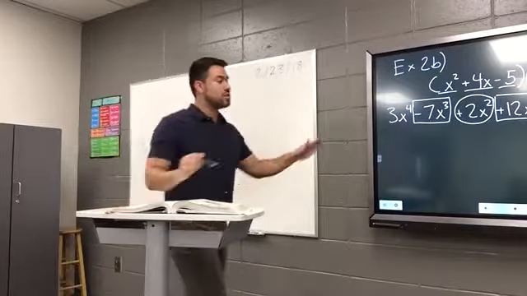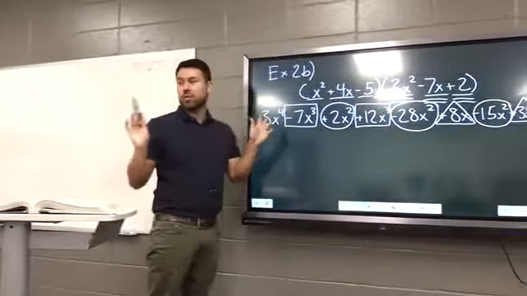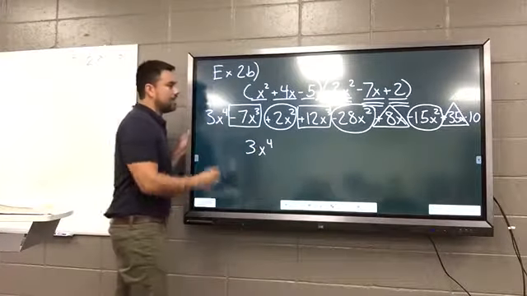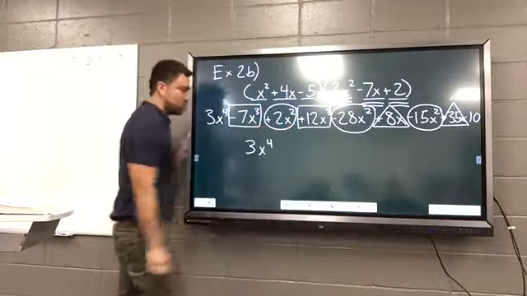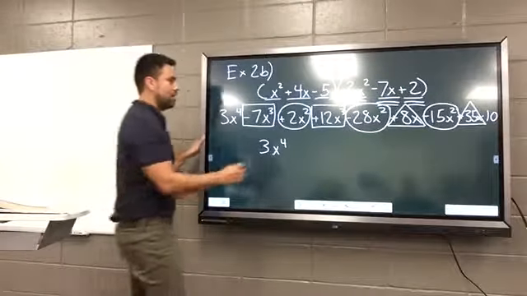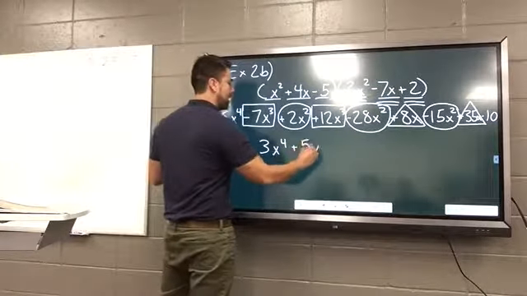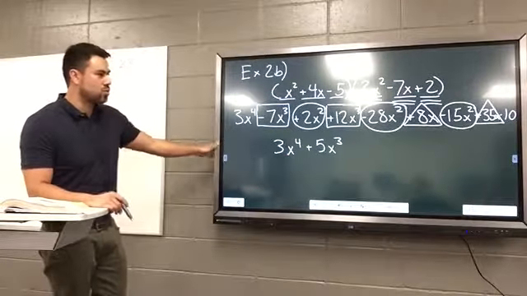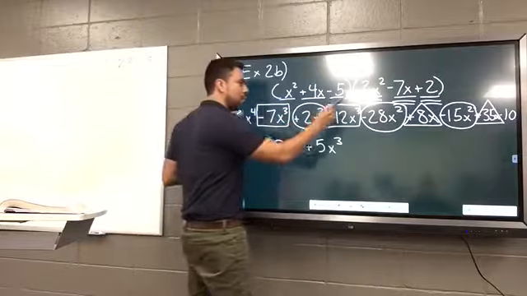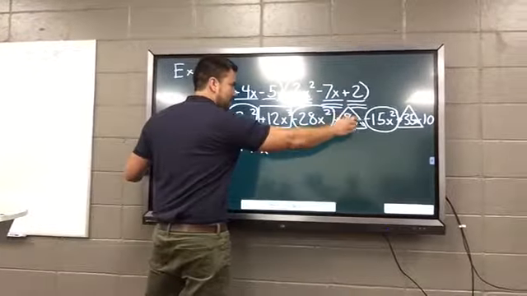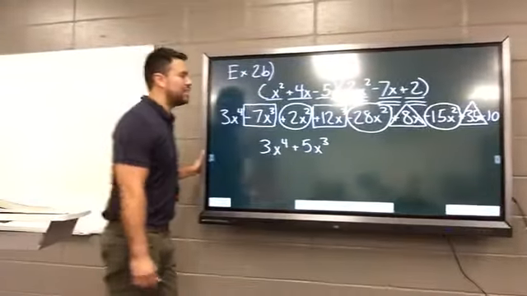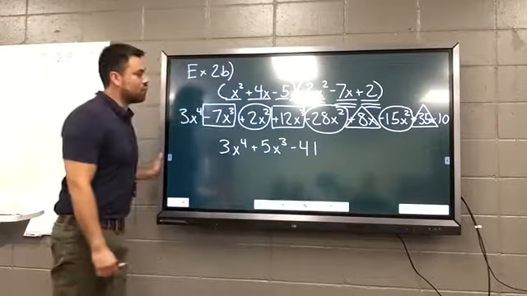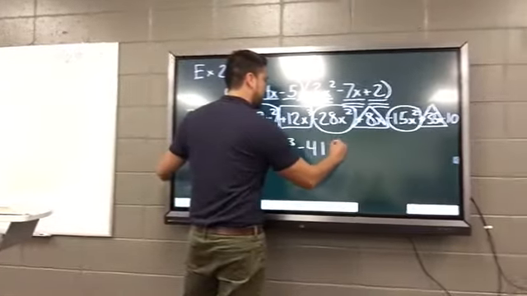Yeah, so what I do is the ones that I didn't mark, they have no like terms. So we're going to leave 3x to the 4th alone. And then what do the rectangle terms give me added together? Positive 5x cubed. And then what do the circle terms give me? Well, what's 2 plus negative 28 plus negative 15? I think it's negative 41x squared.